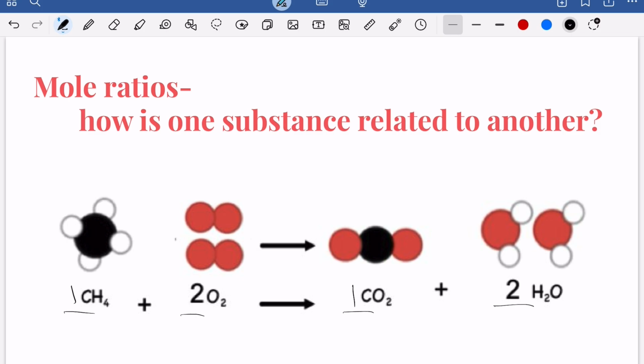Because if I'm actually looking at this as individual particles, like 1 methane and 2 oxygens, I can't go into the lab and just pull out 1 single methane and react it with 2 individual oxygen molecules, right? I can't even see those atoms to then be able to pull them out. So we need more of a measurable quantity. That's why we say it's a mole ratio. 1 to 2 gives us 1 to 2 in this equation.